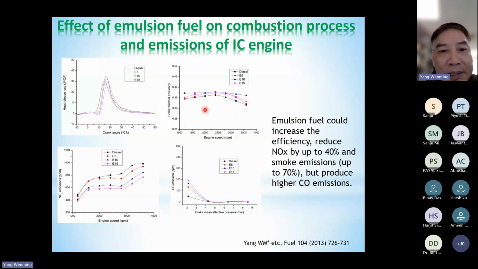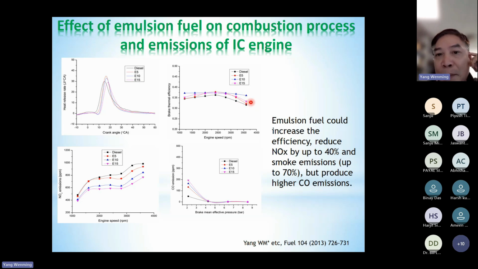Okay, the second one is its impact on the brake efficiency. This black one is for diesel fuel, this one is E5, this one is E10, and this one is E15. So you can see, comparing the E10 and the diesel fuel, for all the engine speeds, the efficiency has been increased, especially in this region. In this position, the efficiency has been increased by 14.2%. So a huge improvement.